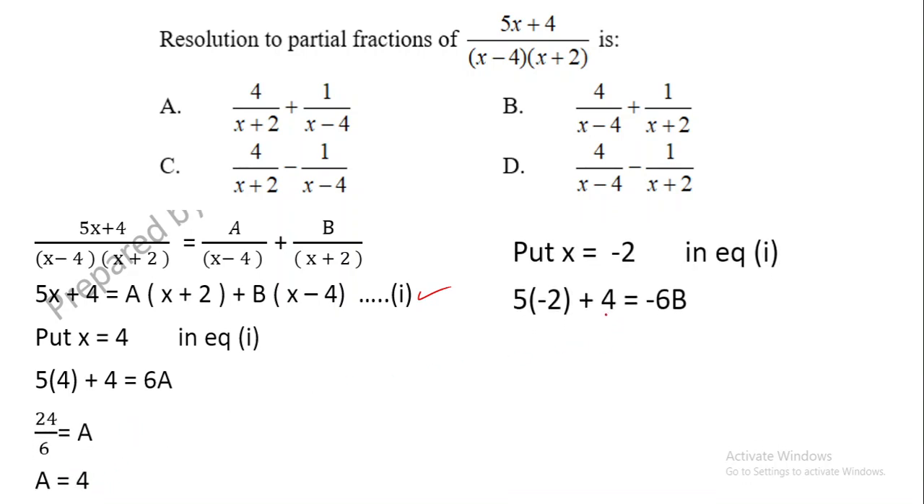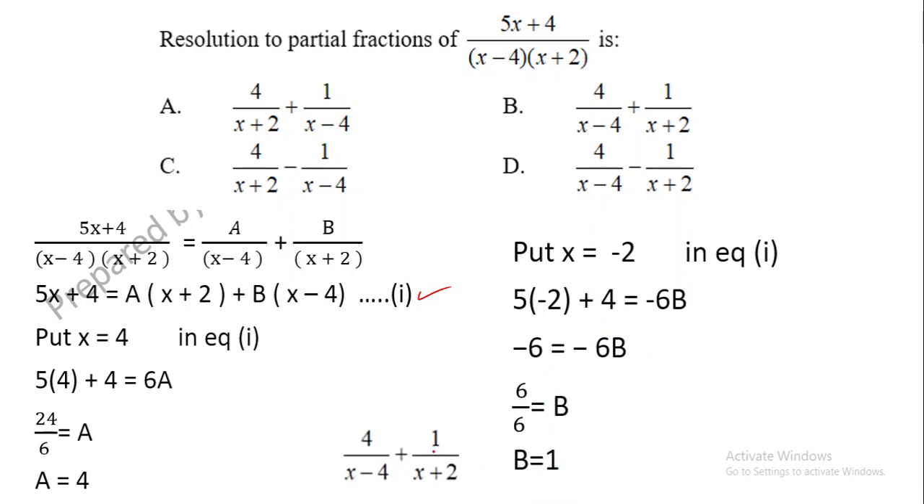Now put x equal to minus 2 in equation number 1. When you substitute the value of x equal to minus 2 in equation number 1, one of the expressions will be removed, because at x equal to minus 2 it will be cancelled. So here you can find the value of minus 6b, minus 10 plus 6 minus 6 will be cancelled, and b is equal to 1.